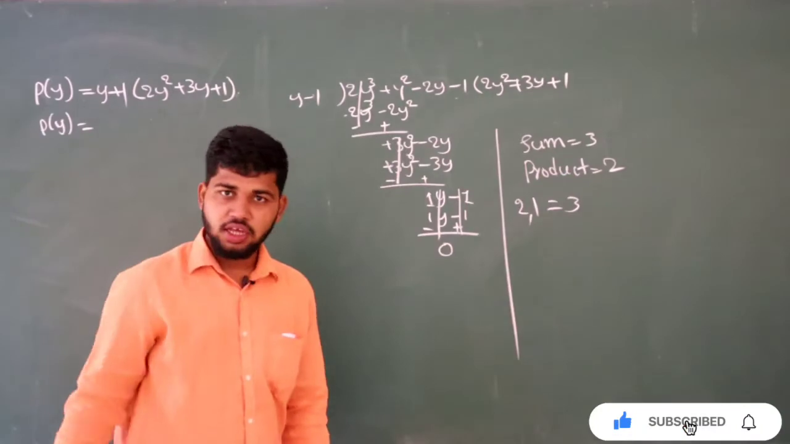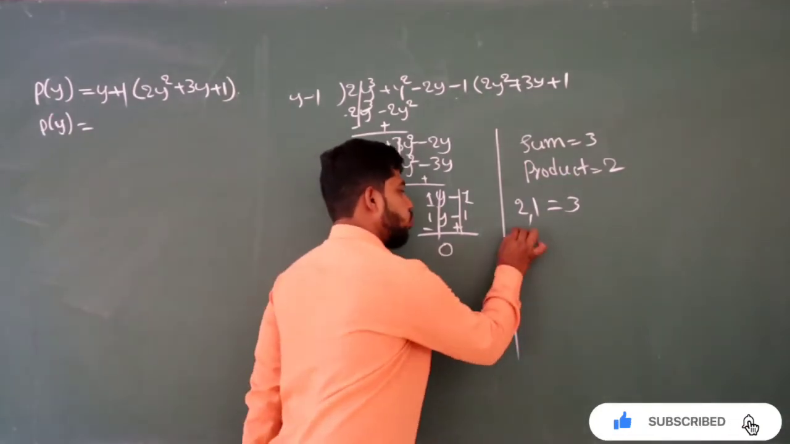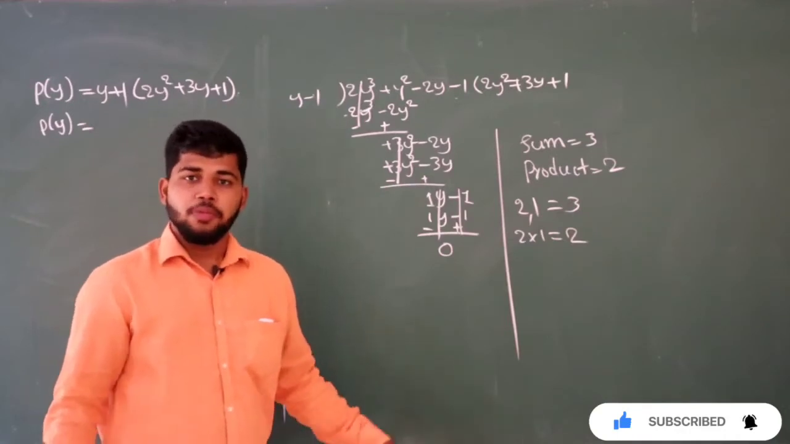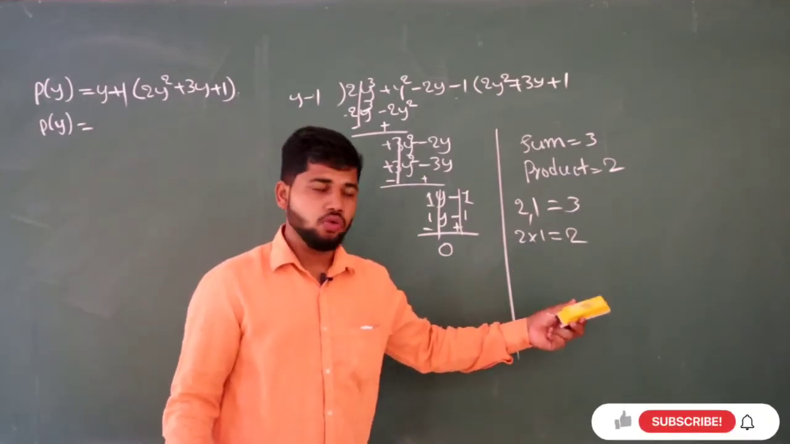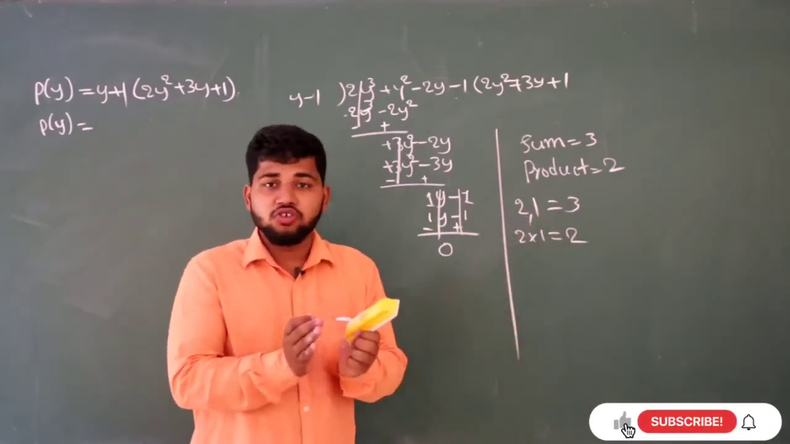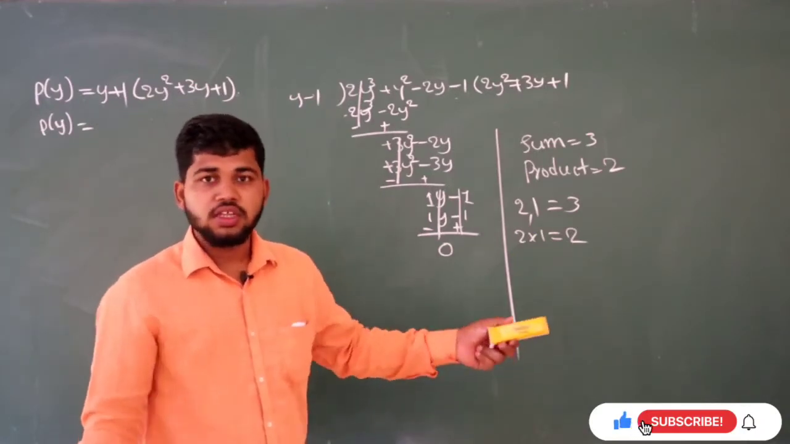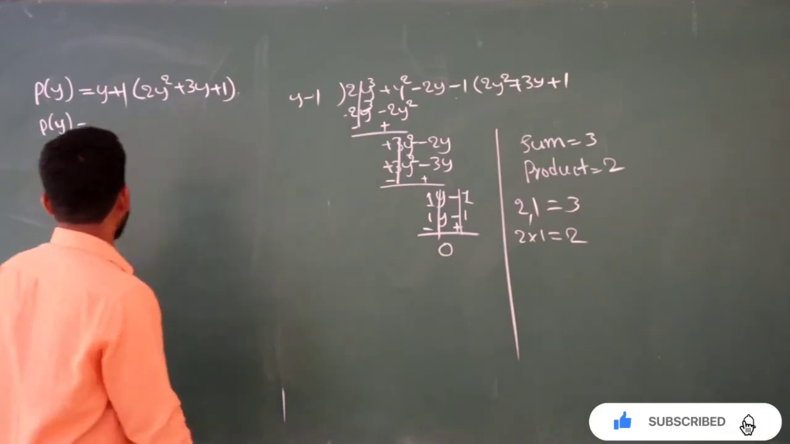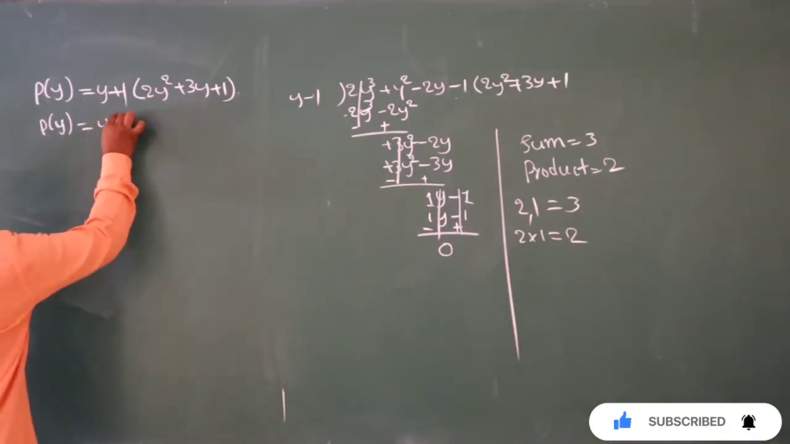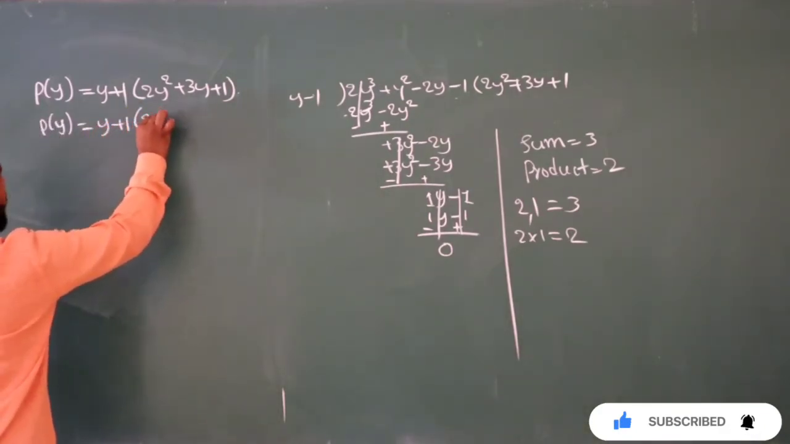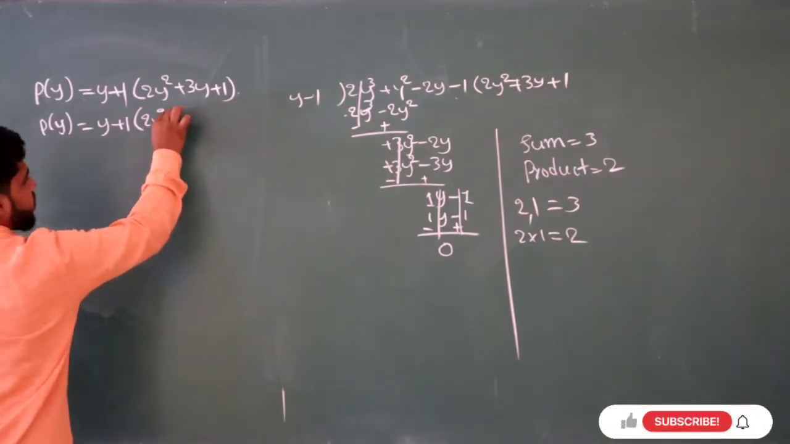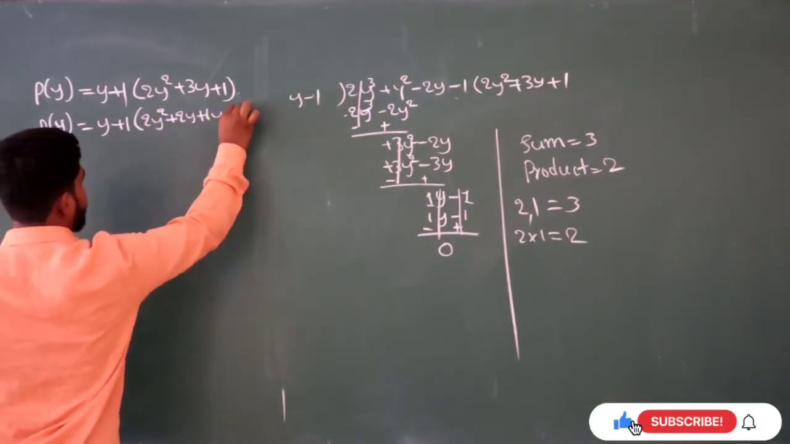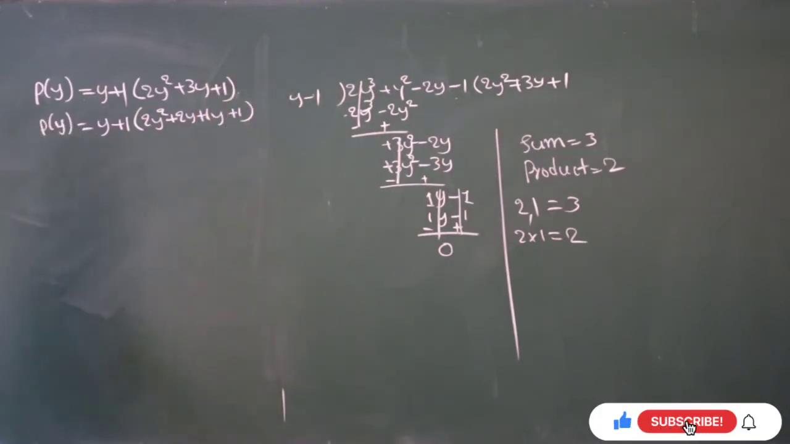We will get the 3. Or if you take the product, we will get 2 into 1 is 2. If you are making the product of these two numbers, we will get the 2. And if you sum these two numbers, you will get the 3. These are the two numbers possible in the splitting the middle number method. Now we are taking y plus 1 and the 2y square plus 2y and plus 1y, last is the plus 1.